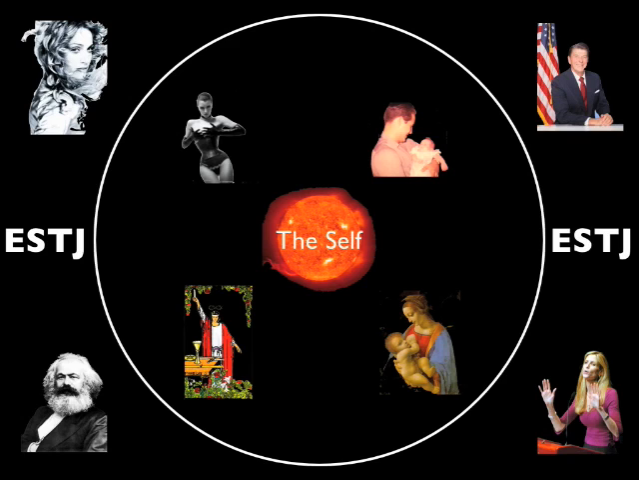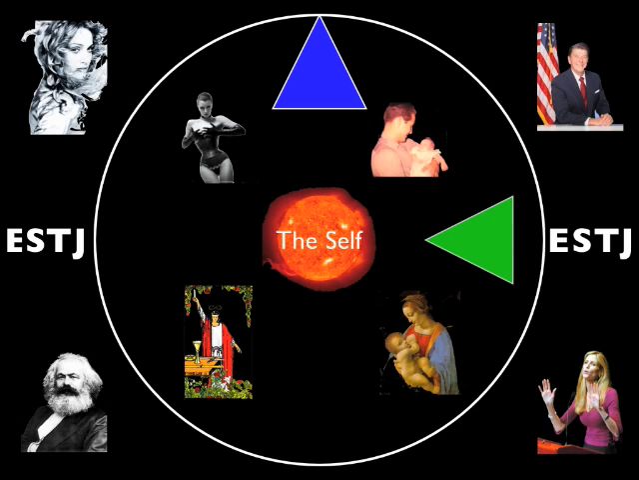ESTJ. The first letter E refers to the orientation of the primary function, so it's extroverted. The last letter J refers to the type of the primary extroverted function. In this case, it's judgmental, thinking or feeling. And since the primary function is extroverted, the primary function is thinking or feeling. And in this case, it's thinking. Which means the secondary function is either intuition or sensation, and it's introverted. And here, it's sensation. So the secondary function is introverted sensation.